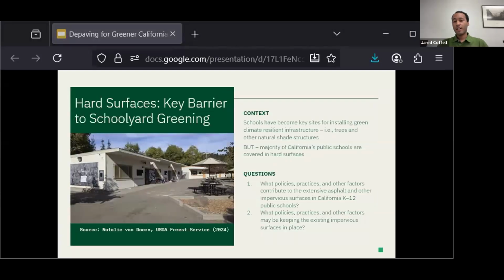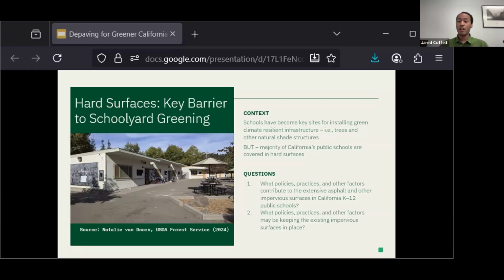So to start off, why are we doing this research? As we all know, there are a lot of initiatives and different programs going on to create more climate resilient infrastructure. Schools have become key targets for such interventions. People are looking at incorporating trees, etc. I'm sure you all know this.